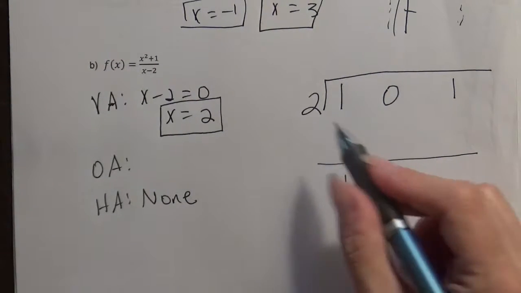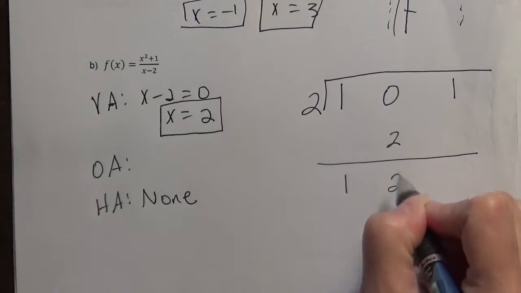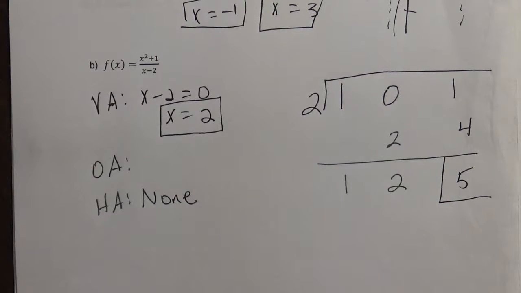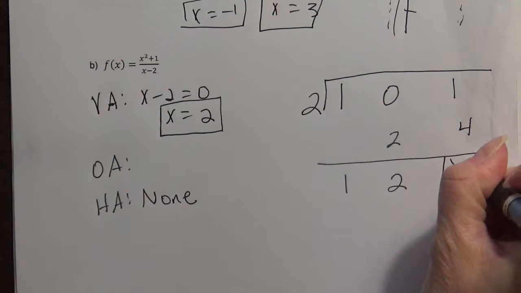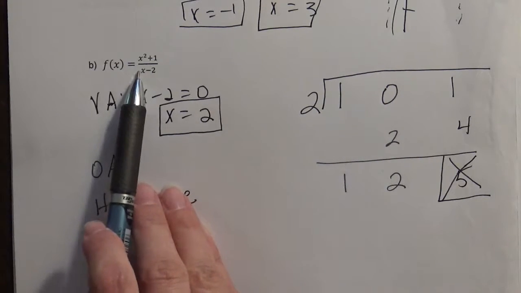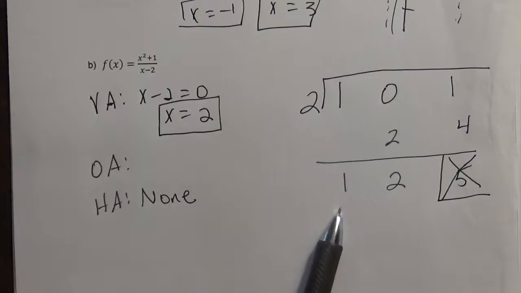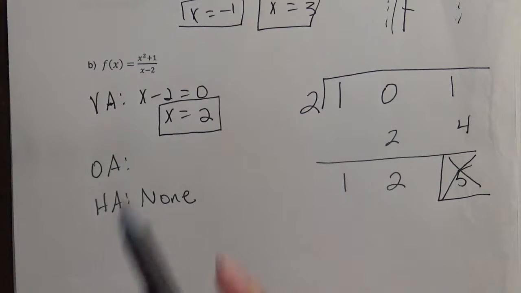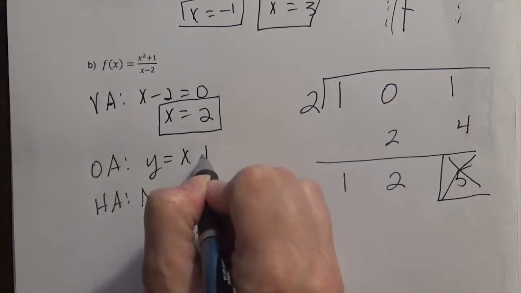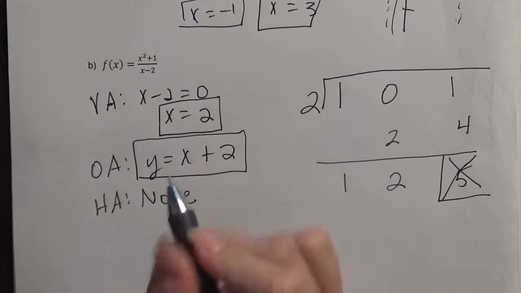Bring down my 1. 2 times 1 gives me 2. Add. 2 times 2 is 4. And I get 5. My remainder is 5. What did the rule tell us about the remainder? When you're doing an oblique asymptote, you get to completely ignore your remainder and just use these numbers to get the equation. So since we started out with an x squared and we divided by x to the first, that means that we're starting out with x to the first here. So our oblique asymptote will be the line y equals 1x plus 2.